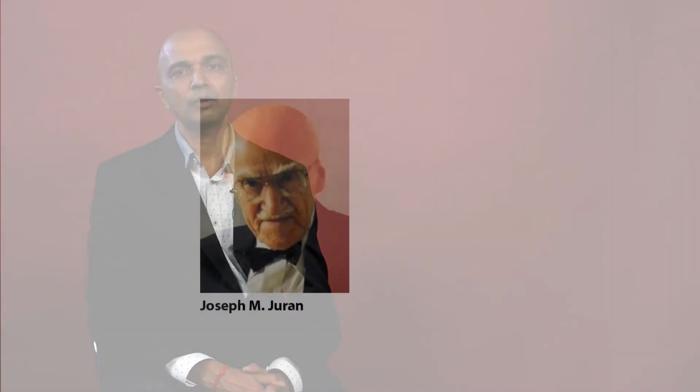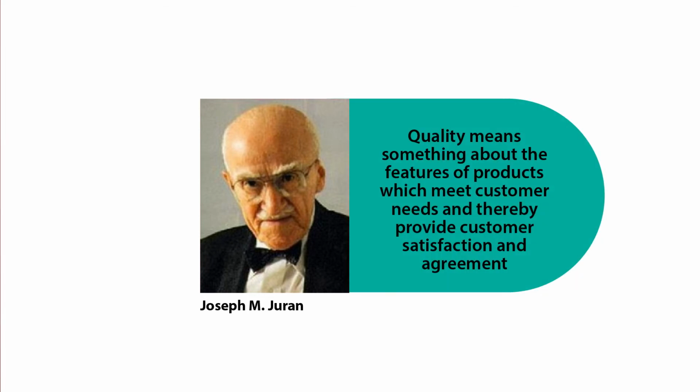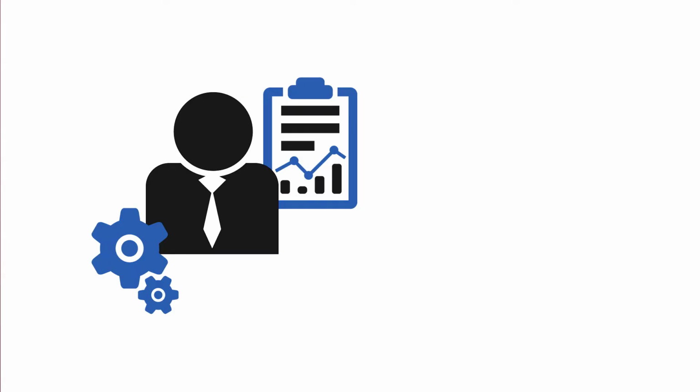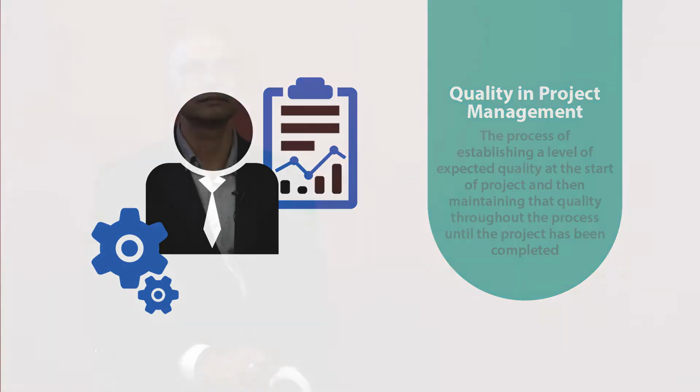According to a well-known quality guru, Joseph M. Juran, quality means something about the features of products which meet customer needs and thereby provide customer satisfaction and agreement. In conclusion, quality in project management means the process of establishing a level of expected quality at the start of a project and then maintaining the quality throughout the process until the project has been completed.